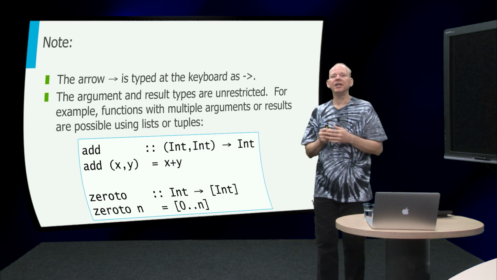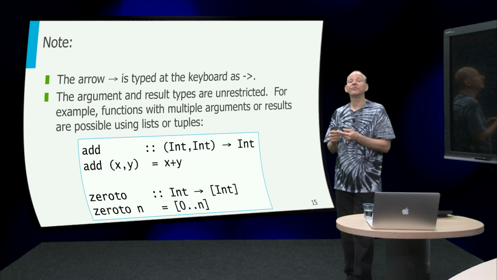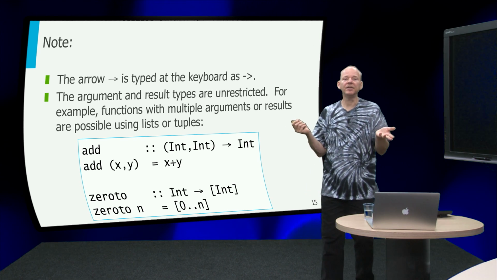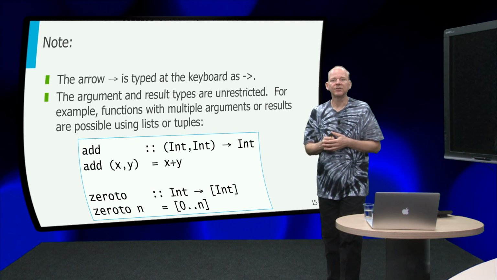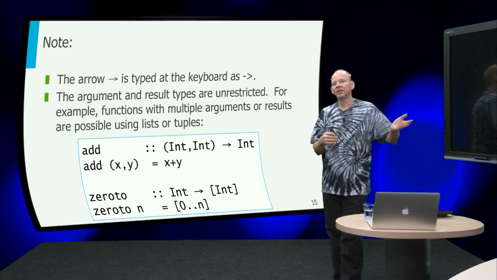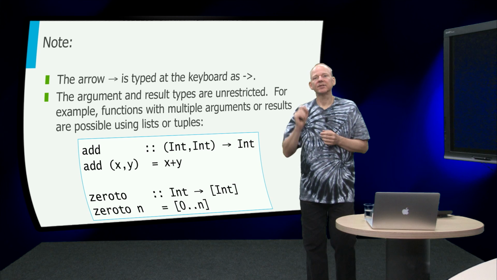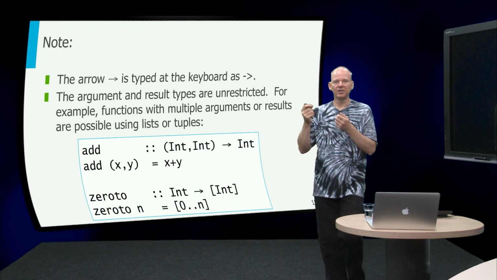And the other function here is a function that takes an int and returns a list of integers. And that's perfectly fine. And the definition there, 0 to n, returns the list 0 ... n. And we have seen in the very first lecture that this square bracket with the double dots denotes the list from 0 up to n.